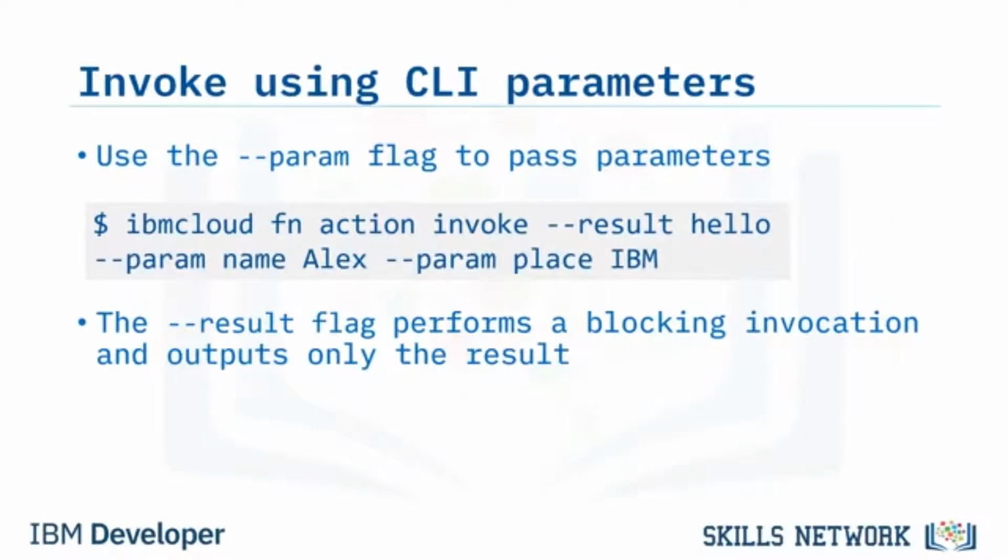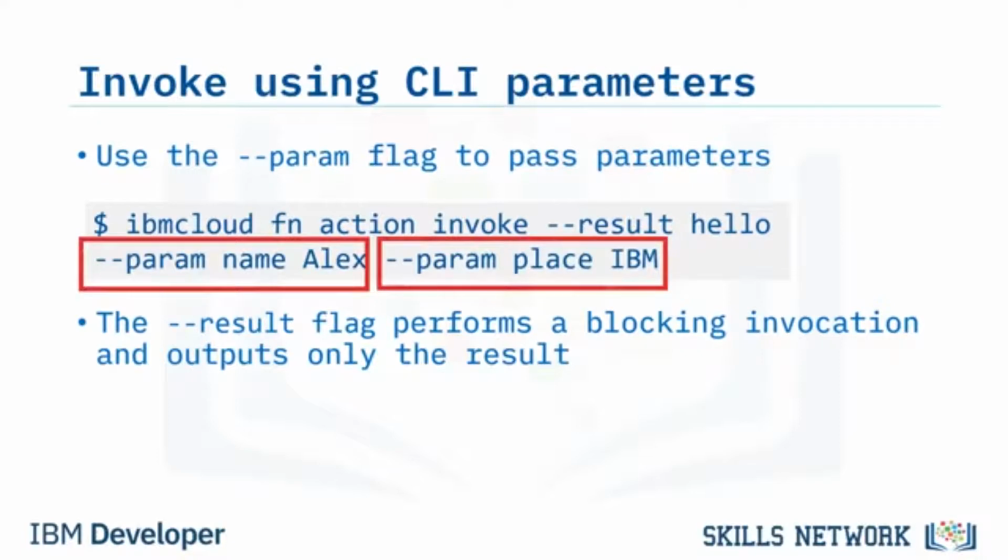When invoking actions through the command line, parameter values can be explicitly passed using the param flag. In this case, we invoke the hello action and pass Alex as the name parameter and IBM as the place parameter. Using the result flag performs a blocking invocation and outputs only the result and not the full activation record. This action makes the output more manageable.